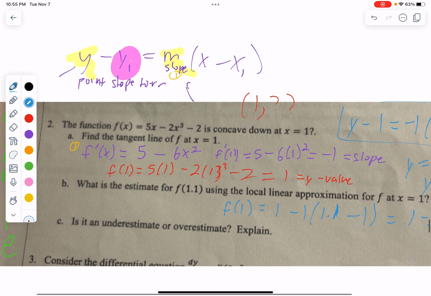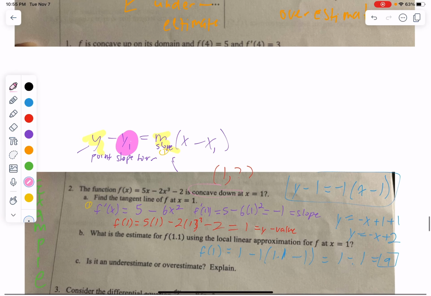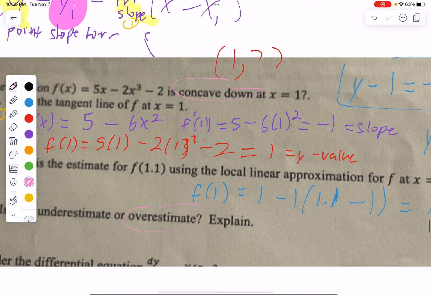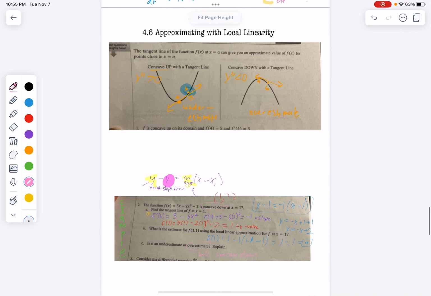Over here, it's told us it's concave down. We know based on this picture that concave down is going to be an overestimate. So it's an overestimate because it's concave down. Okay, that is all for 4.6. Thank you.